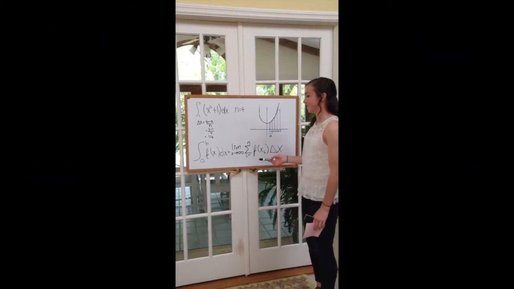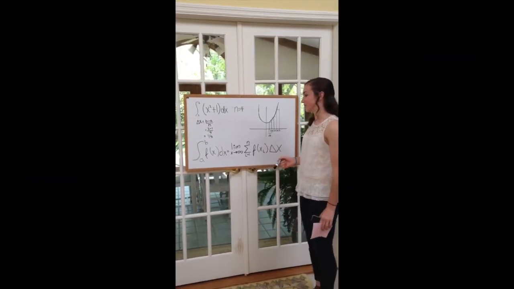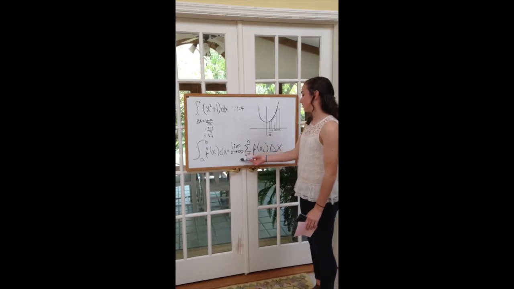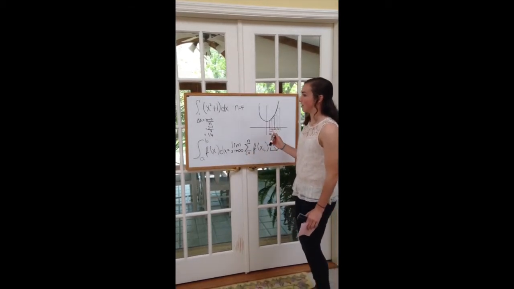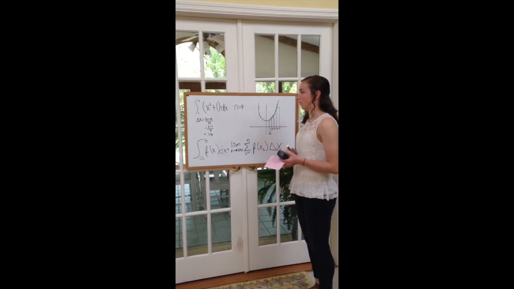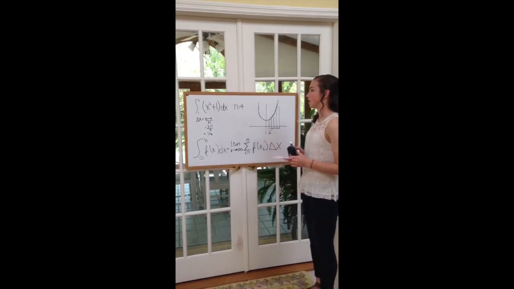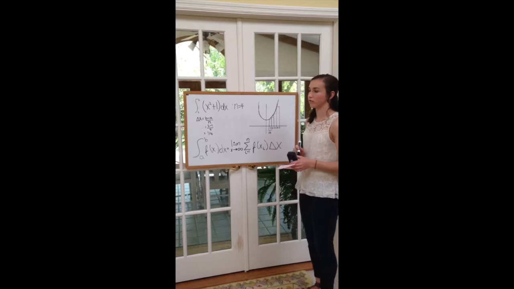So we're going to start with an example for how to find Riemann sums. And down here is the equation for finding a Riemann sum. And the example problem that we have is the integral from 1 to 2 of x squared plus 1 dx, where n equals 4, so there's 4 rectangles.